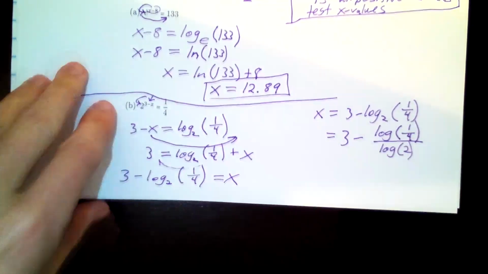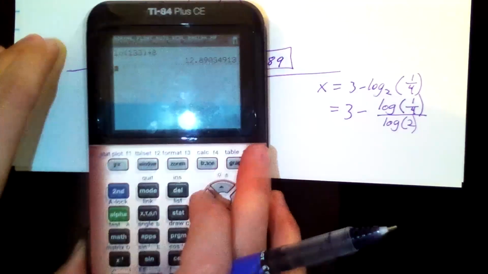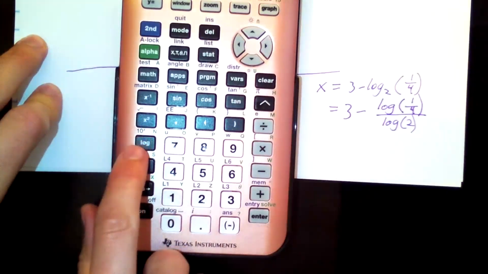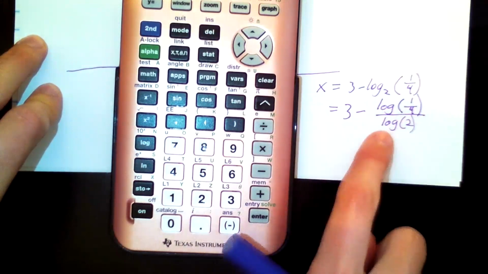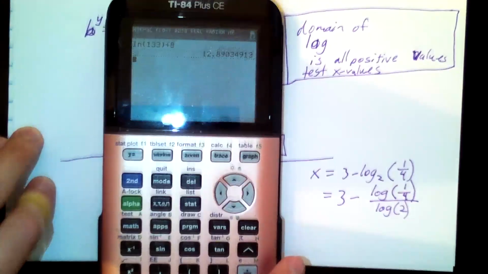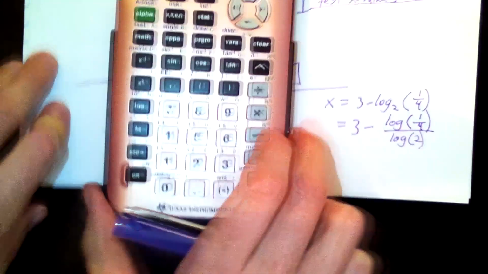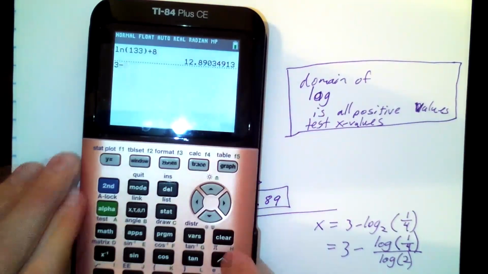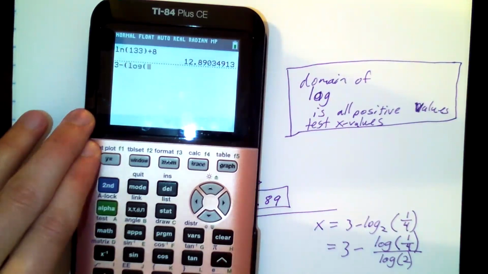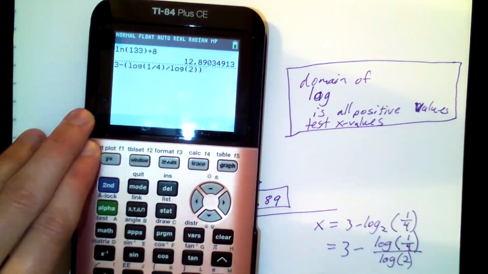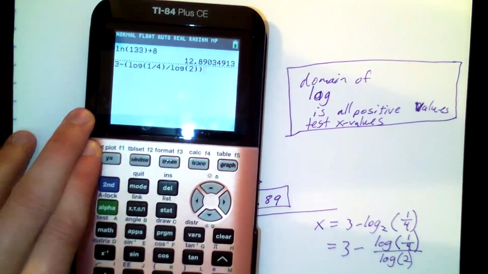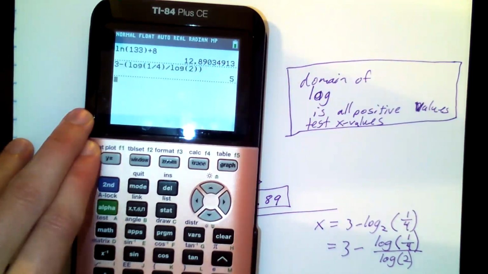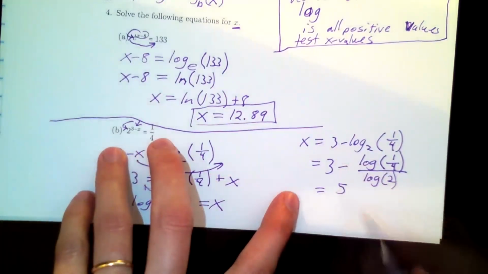So how I enter this, I'm going to find my log key. I'm going to do log of 1/4 over log of 2. So 3 minus parentheses log of 1/4 divided by log of 2. Use that log key. I'm going to close my parentheses here and punch this out, and I get the value of 5. So x is 5.